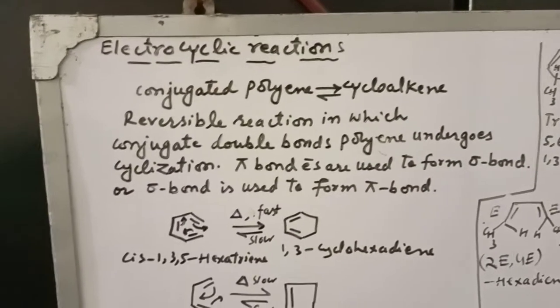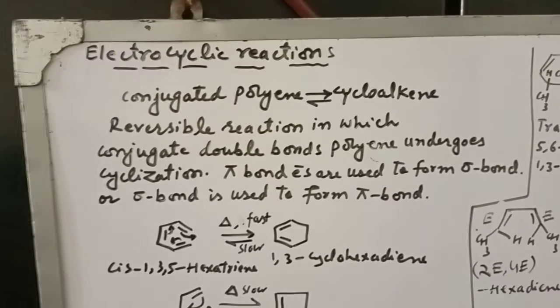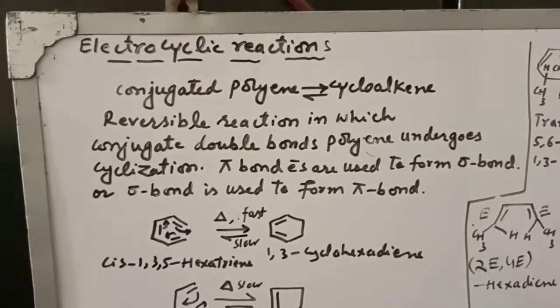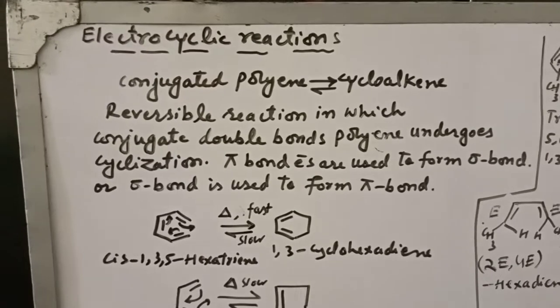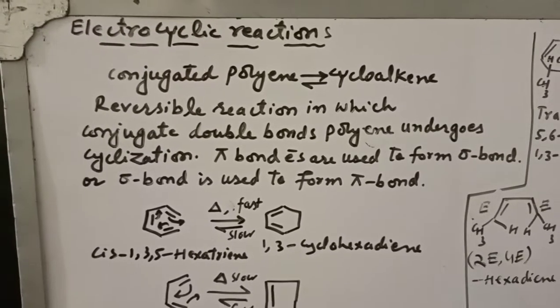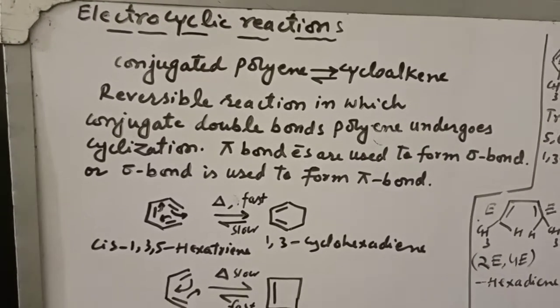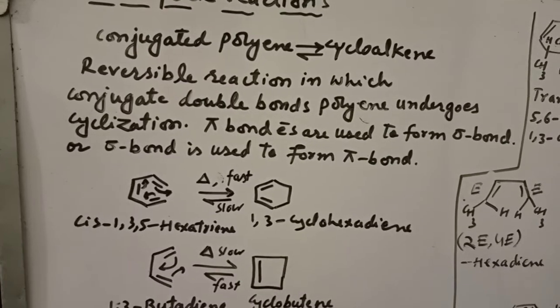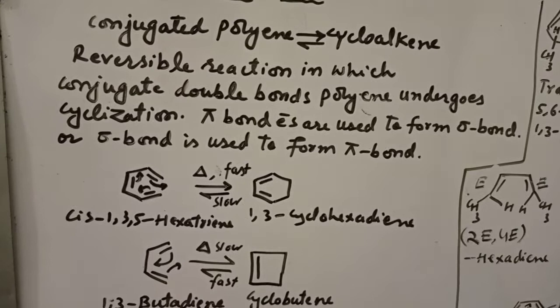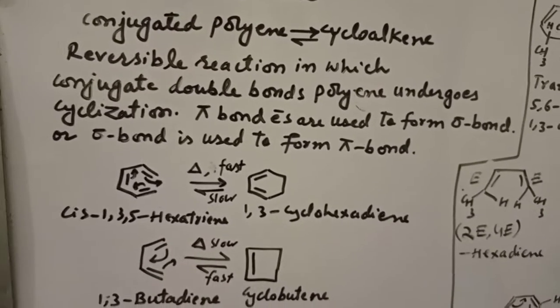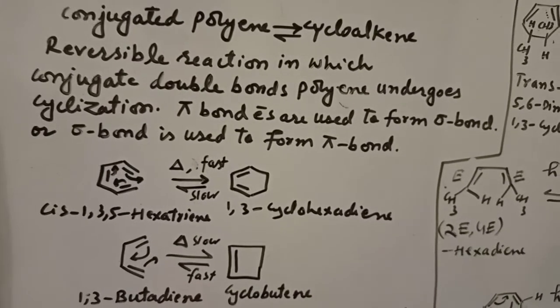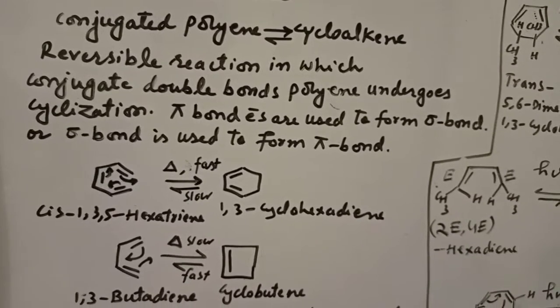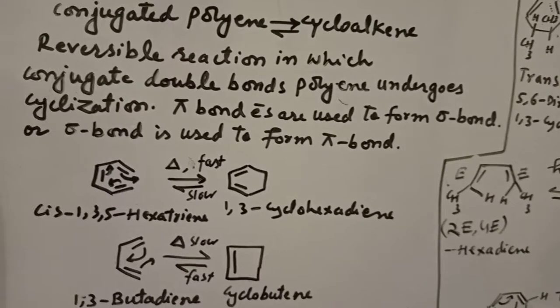Bismillahirrahmanirrahim. Today we are studying electrocyclic reactions. Electrocyclic reactions are interconversions of conjugated polyenes and cycloalkenes. These are reversible reactions in which a conjugated double bond polyene undergoes cyclization. Pi bond electrons are used to form the sigma bond, or a sigma bond is used to form the pi bond.